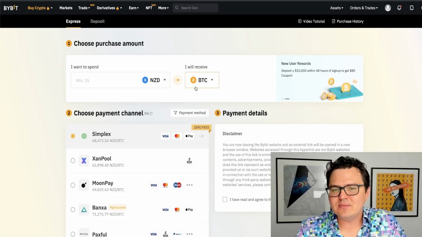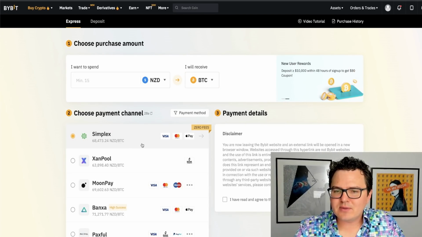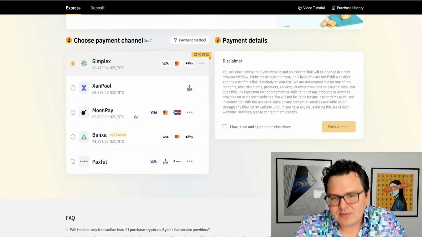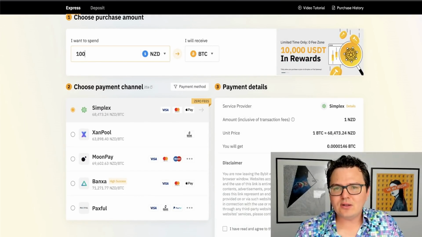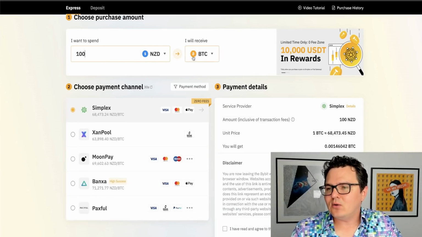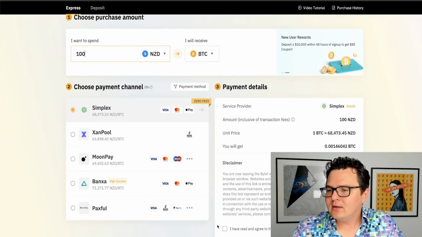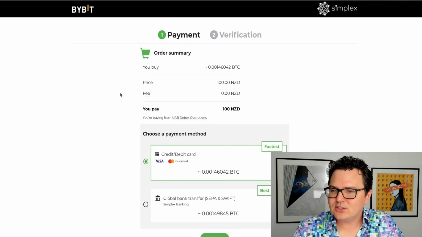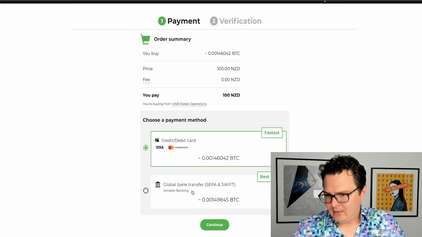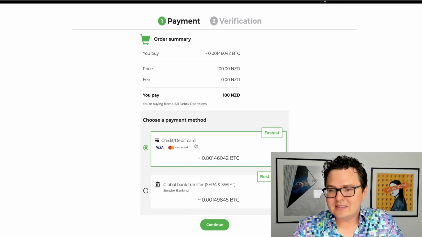Let's go ahead and buy some Bitcoin to get started off with here. So we're going to be using the Simplex service. There's a lot of different options here. Of course, we'll just go ahead and use Simplex, and we'll buy $100 worth of Bitcoin to get started off here. So I've read the terms and agreements. Go ahead and click on Continue. Being redirected over to the Simplex checkout here. So go ahead and click on Credit Debit Card.